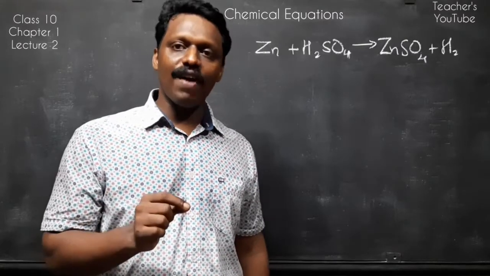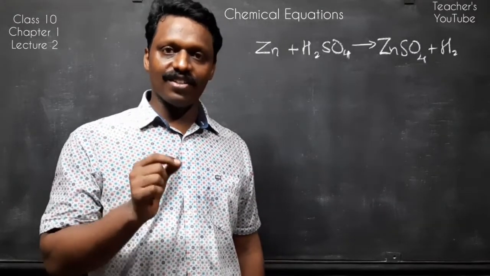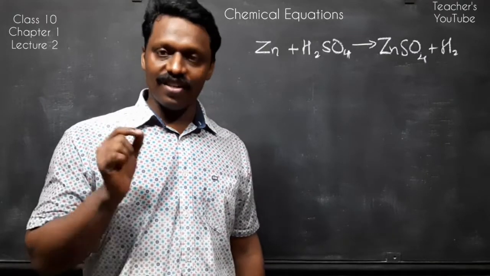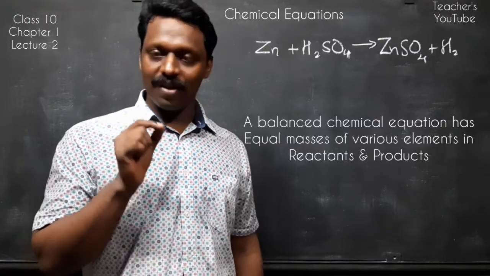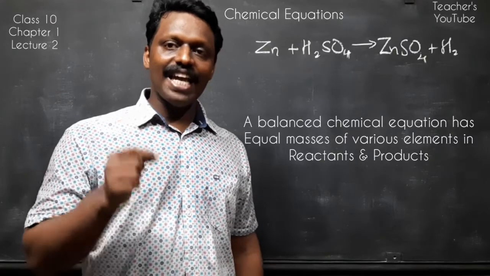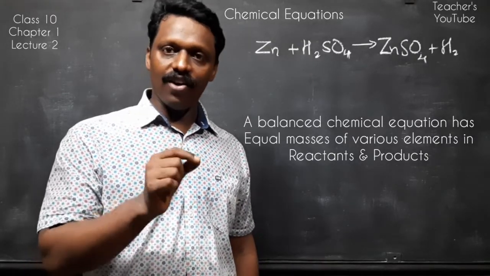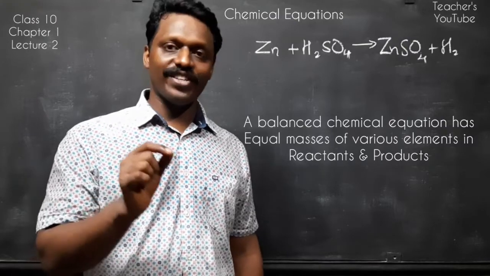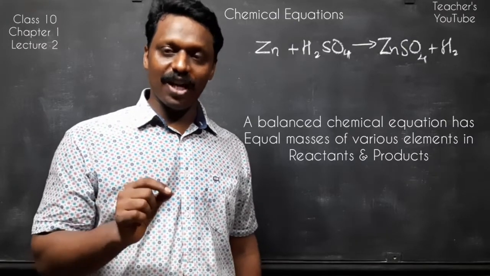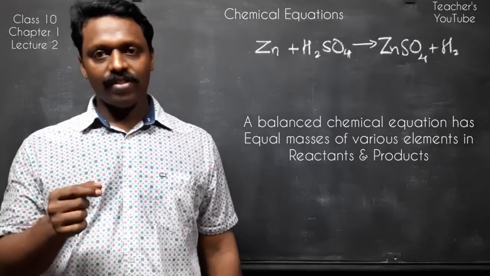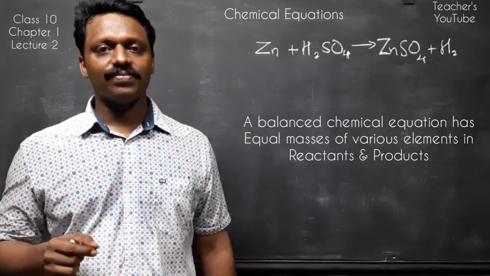Since the number of atoms of various elements in reactants and products is equal, we can say that a balanced chemical equation has equal masses of various elements in reactants and products. Once again, a balanced chemical equation has equal masses of various elements in reactants and products.